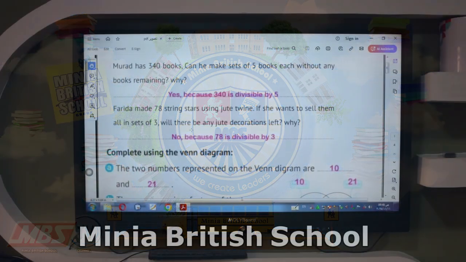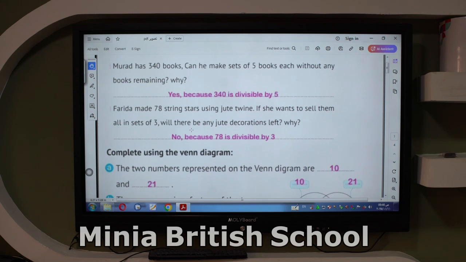Grade 6. We will revise with each other math. Question number 1. Murad has 340 books. Can he make sets of 5 books each without any book remaining, and why? Its meaning, can we divide 340 by 5 or no?